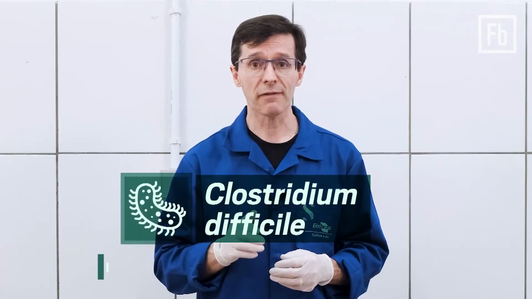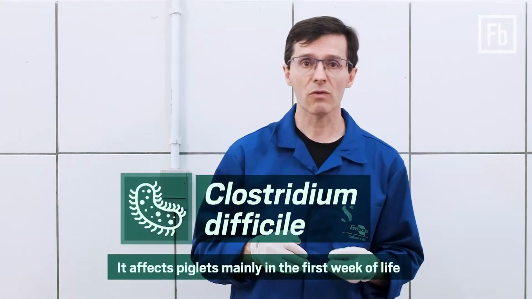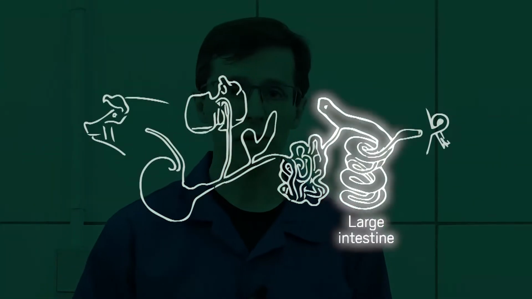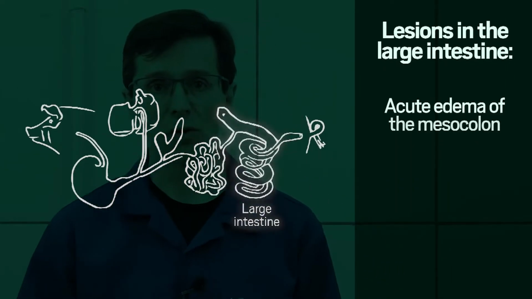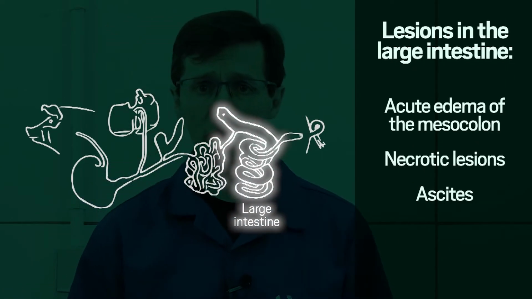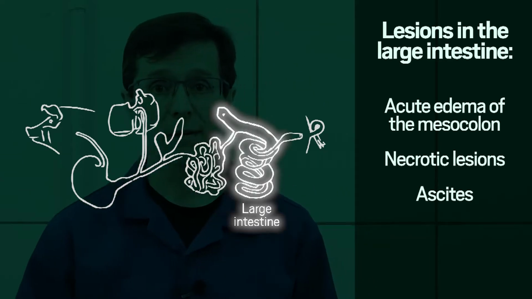Clostridium difficile infections affect piglets mainly in the first week of life, causing watery to pasty diarrhea, dehydration, and increased abdominal volume. Less common symptoms may include scrotal edema, respiratory difficulty, and sudden death. The lesions occur in the large intestine, predominantly in the colon, and include acute edema of the mesocolon, necrotic or caseous lesions in the mucosa, and in some cases, ascites may also occur.